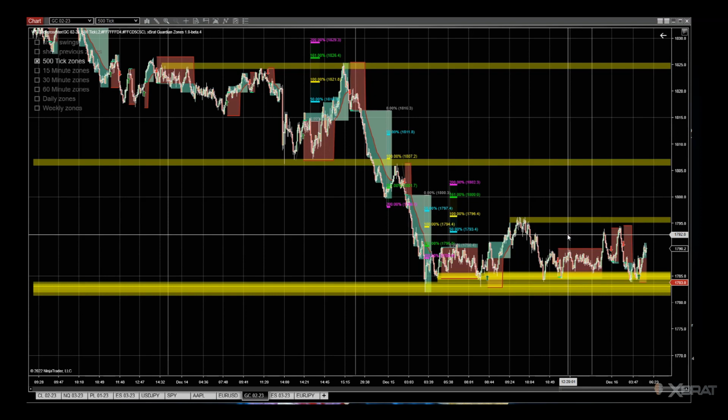But I wanted to introduce the new xBrat Guardian zones. These are support and resistance zones that are automated. They'll come on automatically, they'll get taken off automatically if they're not tested, and they're on multiple time frames. The reason they're called the Guardian zones is to keep you out of trouble.